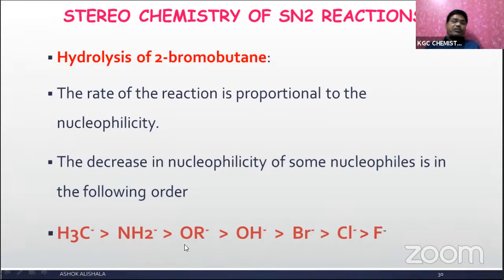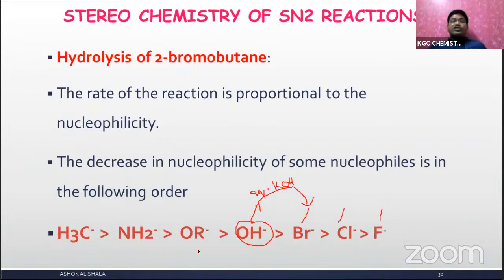amide. It is stronger than the alkoxide. Alkoxides are stronger than hydroxide, bromide, chloride, fluoride. Because we are discussing hydrolysis, the hydroxide ion is a stronger nucleophile than bromide, than chloride, than fluoride. That's why whenever the alkyl halides are treated with aqueous KOH, simply the halogen is replaced by OH. Okay, this is the case.